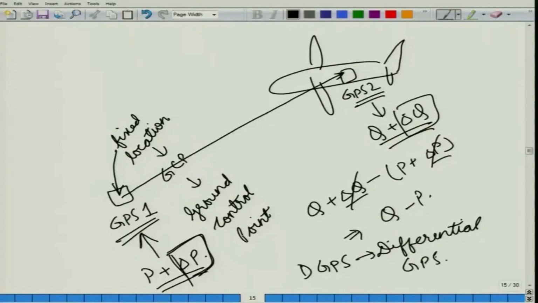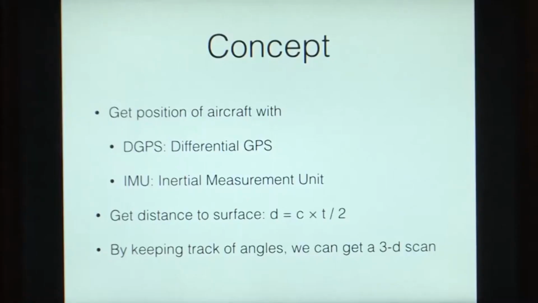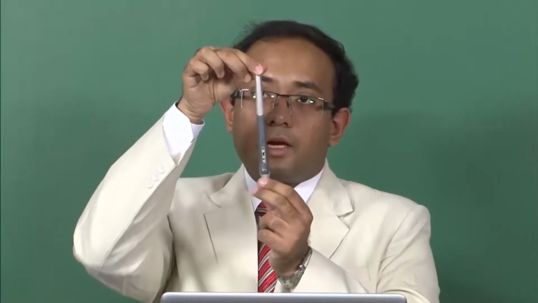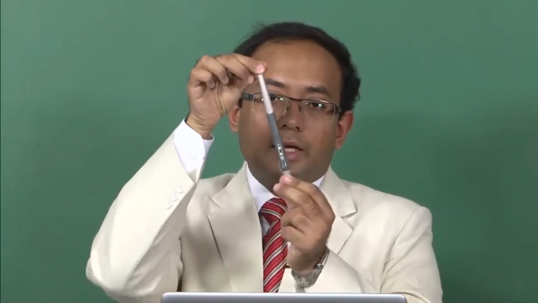Now, coming back to the slide, we need to know the position of the aircraft in very high precision. We can use a differential GPS. At the same time, we also use an inertial measurement unit. Now, an inertial measurement unit can tell us any small deviations in its position. So, suppose we were using a laser beam, then if this aircraft tilted a bit, we would need that tilt as well. So, that is handled with the inertial measurement unit.